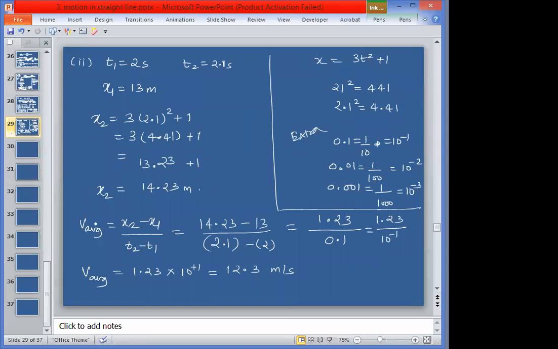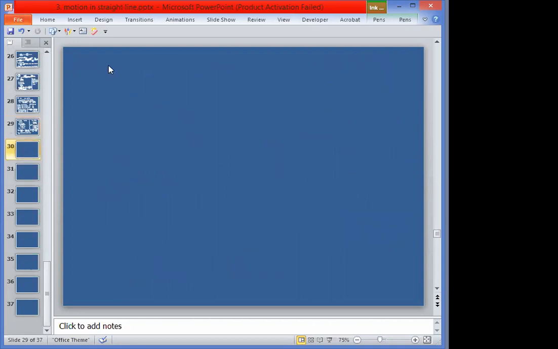Now let us take the third case. Case number 3. Sir, I got the third case answer. T1 has 12 meter per second. Okay. T1 equal to 2 second and T2 equal to 2.001 second. And the position function is 3t square plus 1.